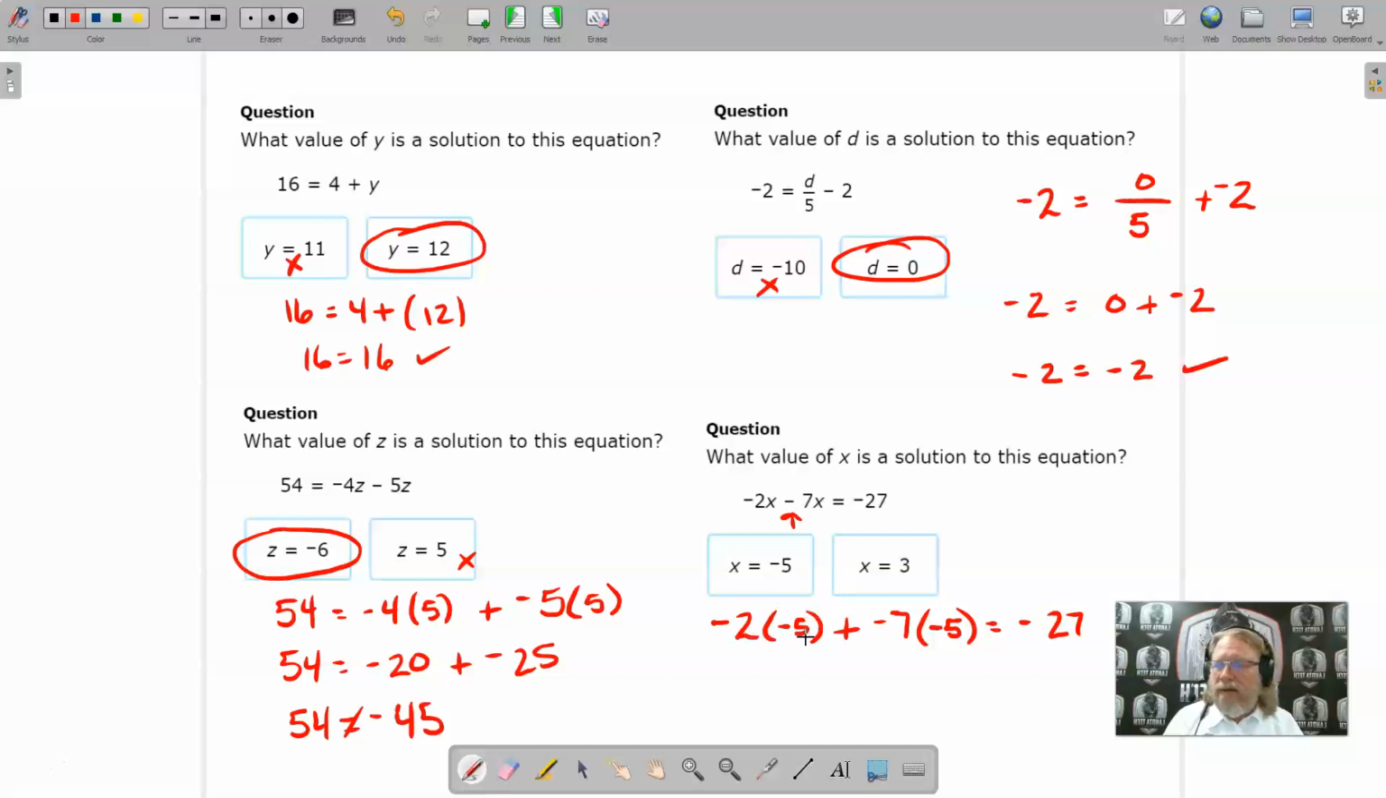And if I get the correct answer, then I'm going to understand the second one is incorrect. So negative 2 times negative 5, negative times negative is positive. 2 times 5 is 10. Plus negative times negative is positive. 7 times 5 is 35. And bring down negative 27. Well, we can see this isn't going to work out too well, is it? Equals negative 27. So that's going to be 45 equals negative 27. Nope, that is incorrect. And, yep, because it was a negative number, so it's going to make those positive. And so that didn't work out too well.